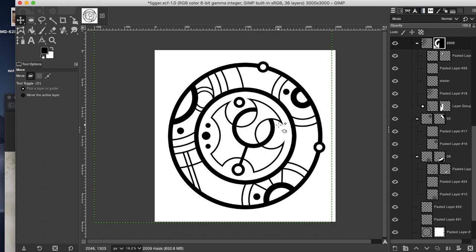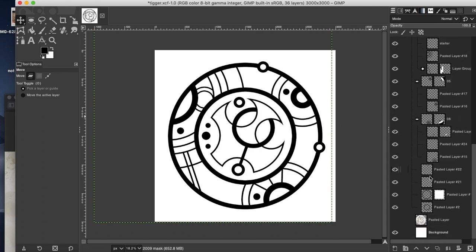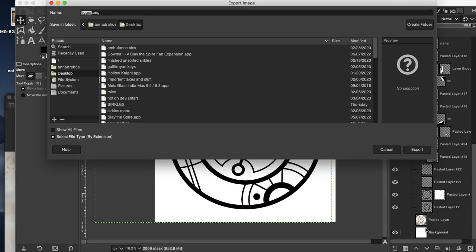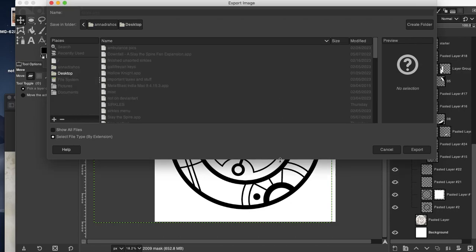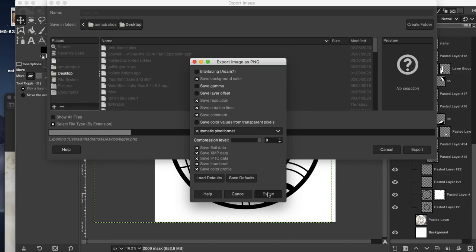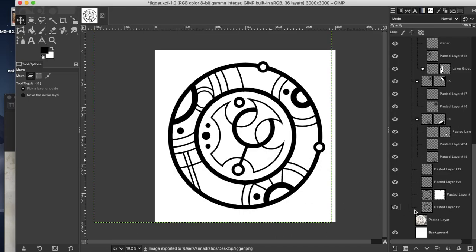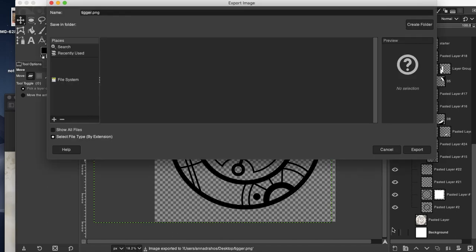So that's this design. I'm really happy with how it turned out, and I'm going to export these files so that way I don't have those little gaps there. I hope you like this design, and I hope it works out well for you.